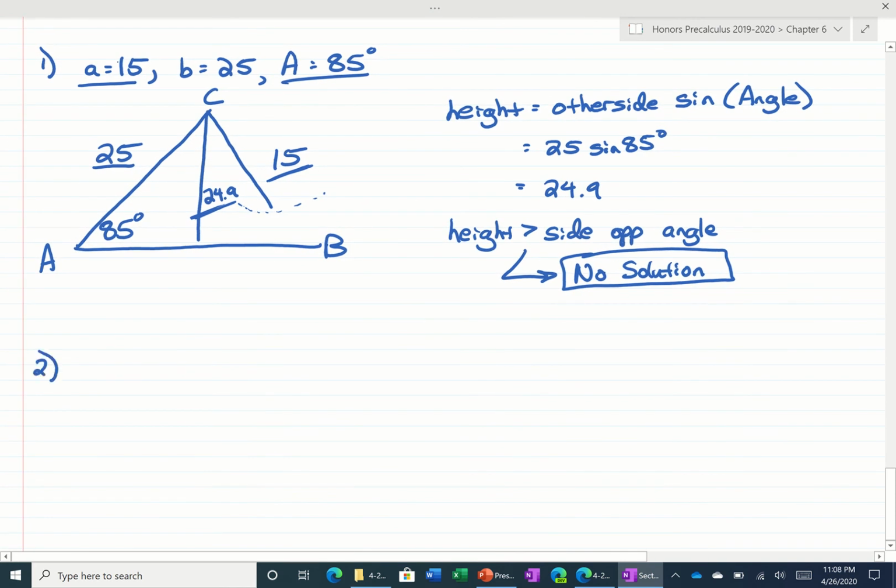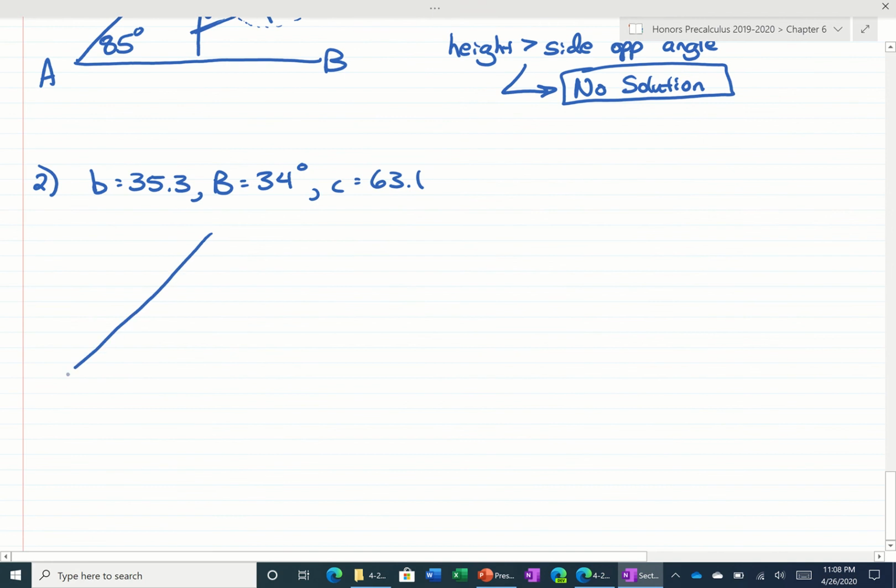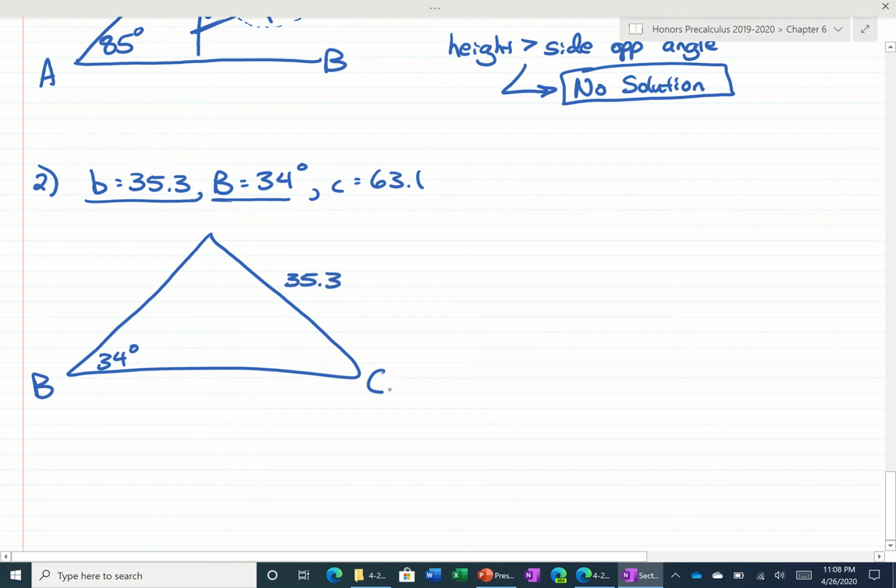Let's try another example. What if I told you side B was 35.3, angle B was 34 degrees, and side C was 63.1. Alright, so let's draw this the way that I told you to. I see that we have a side and an angle opposite it. This is a side-side-angle scenario. So I'm going to put angle B here, 34 degrees. I'm going to put side B over here, 35.3. And the other side, side C, 63.1, I'm going to put right there. So this would have to be A.